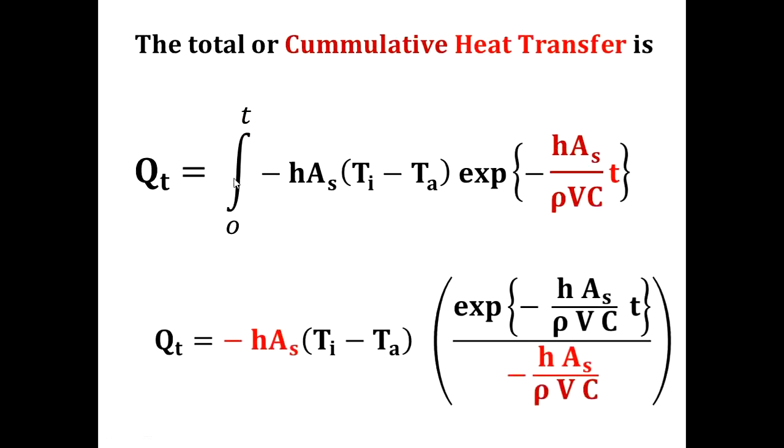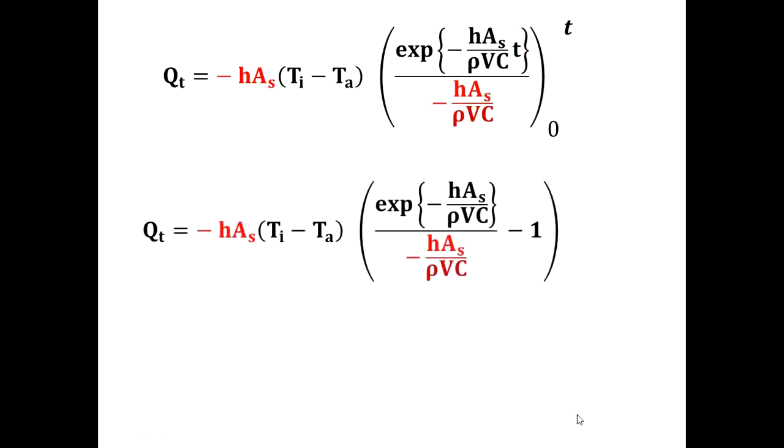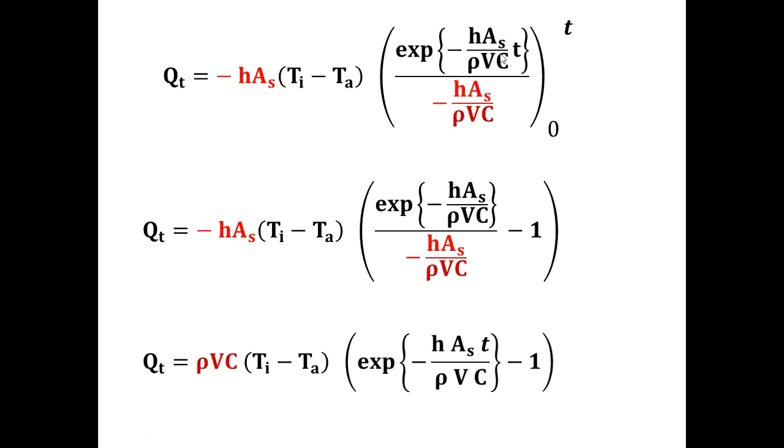That can be done by integrating from 0 to t the same initial equation. So this is the equation, and if you integrate this, you will get this value. HAS will get cancelled, minus 1 will become plus. This will be the equation. When you apply the limit t, this term will become like this. This is 1 because when you apply the limit here, the time becomes 0, then e to the power of 0 will become 1. This is the equation for total heat transfer.